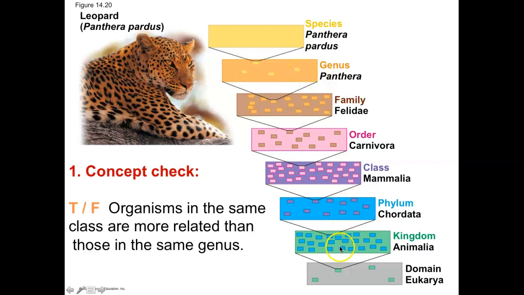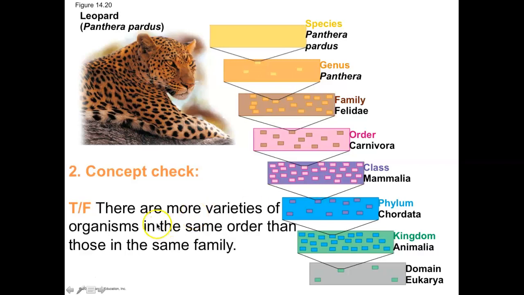So as you go down the taxonomy units, those classifications, you're going to get narrower and narrower with the amount of different organisms in them, and you're also going to get more and more related with those organisms.